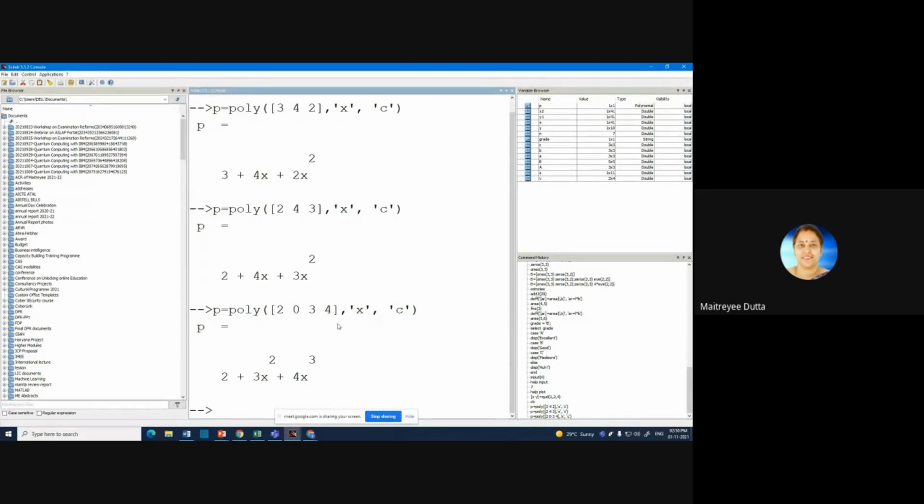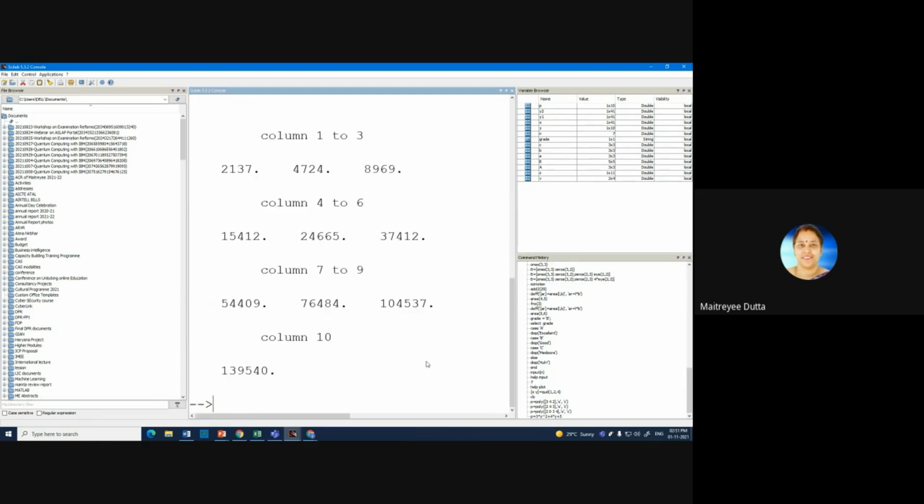If you don't write the poly command, then what will happen? For example, if you write directly P is equal to, why can't we write 2 into x square then 4 into x plus 3? You cannot write like this. For example, I cannot write 3 multiply y square plus 2y plus say 5. I cannot write this, it will give an error.